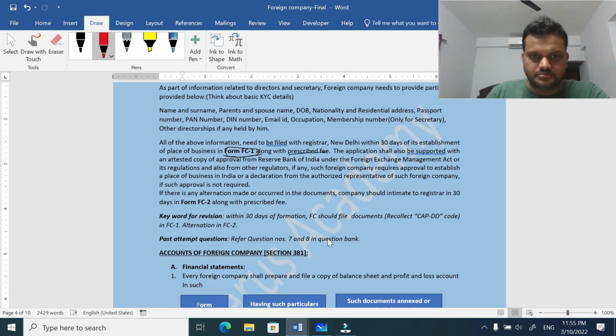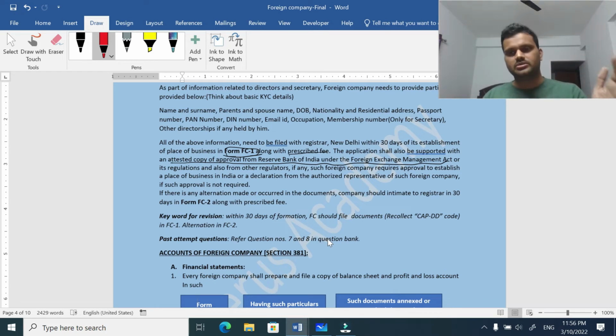For example, the foreign company is doing a business or involved in transactions where the Reserve Bank of India under the FEMA Act is applicable. They are withdrawing or utilizing more foreign exchange, which is covered under the FEMA regulations. Then they need to take approval from the RBI as well. So before applying to the registrar along with this information, they have to provide this additional information that they have got approval from the RBI.